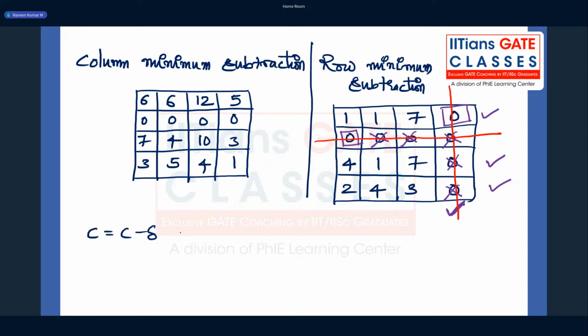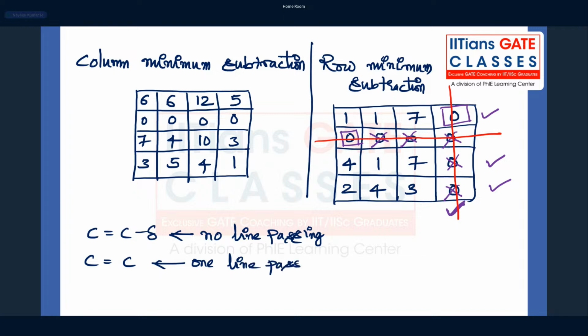What we do is this: C is the cost matrix. C becomes C minus delta if no line is passing, right? And C is C itself if one line is passing, right? And C becomes C plus delta if 2 lines are passing. Right. So now what is delta here?